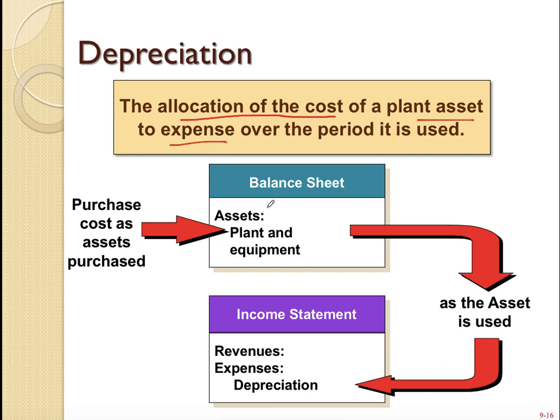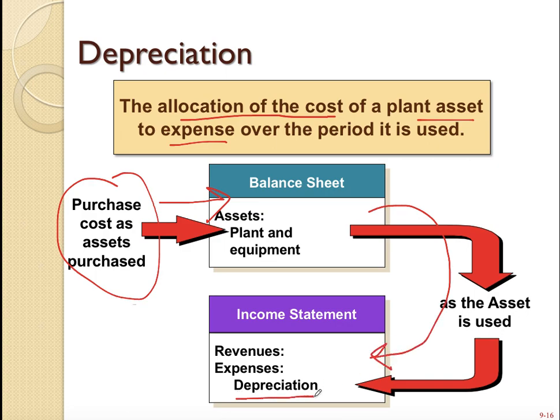So what happens is when you first purchase the asset, it goes on your balance sheet, and then as you use the asset, it goes to your income statement as depreciation expense. We have to show that that asset is decreasing because the future benefit's going down, and the reason the future benefit is going down is because we used it.